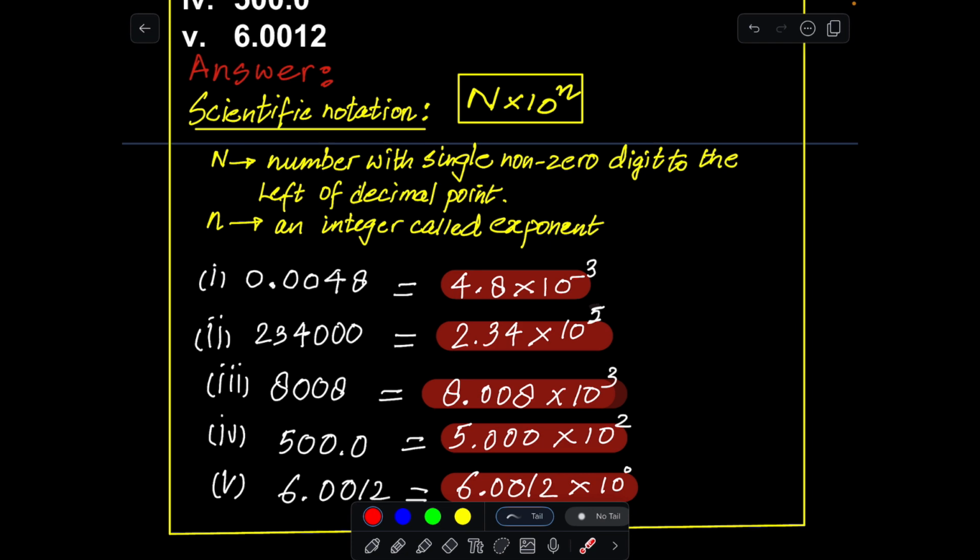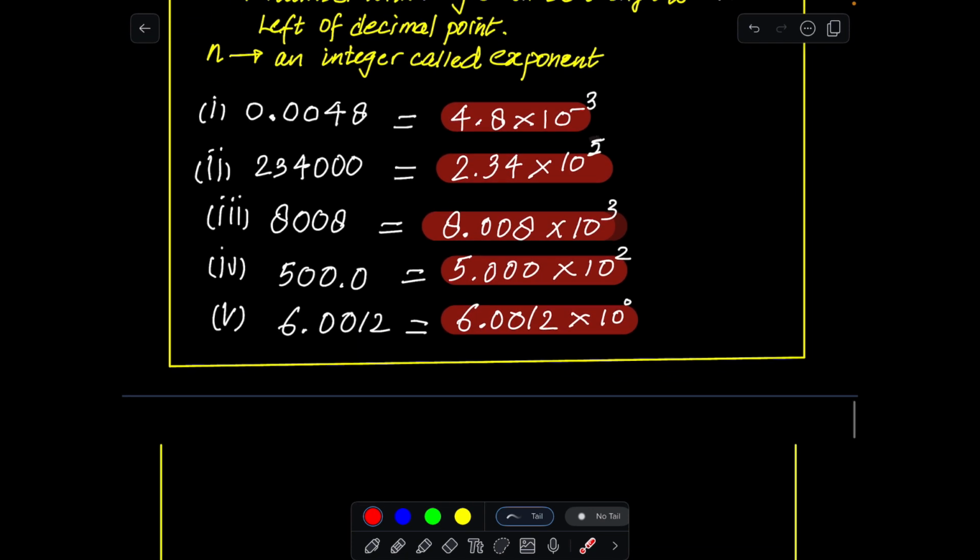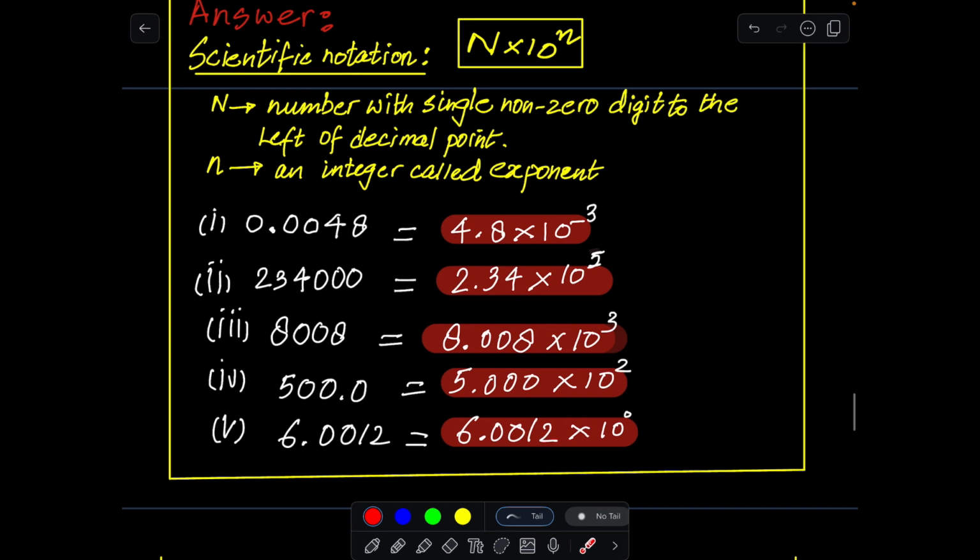5.000. Now the next one, 6.0012. So the value is already in the required range. Therefore, we will put 10 raised to the power 0. Okay, and here n is equal to 0. So this is all about scientific notation. I hope this is clear.